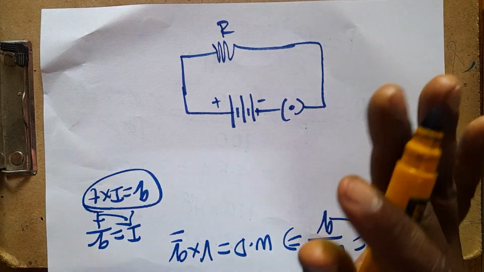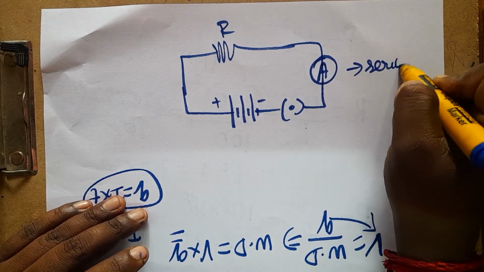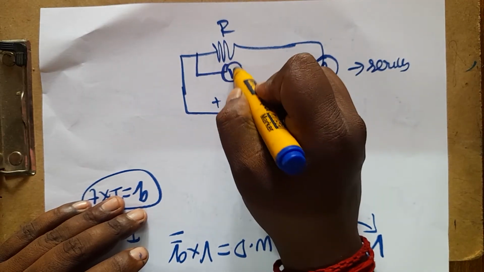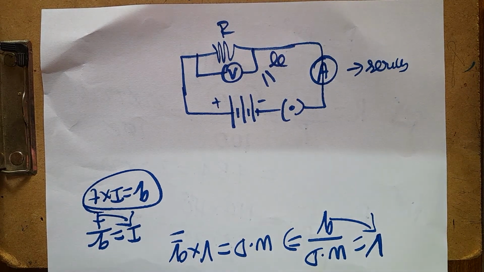If you want to measure the current, you should connect the ammeter here, and that is called a series connection. If you want to measure voltage, the voltmeter you have to connect in parallel. So the voltmeter we should connect in parallel, and only then will we get how much voltage is there.